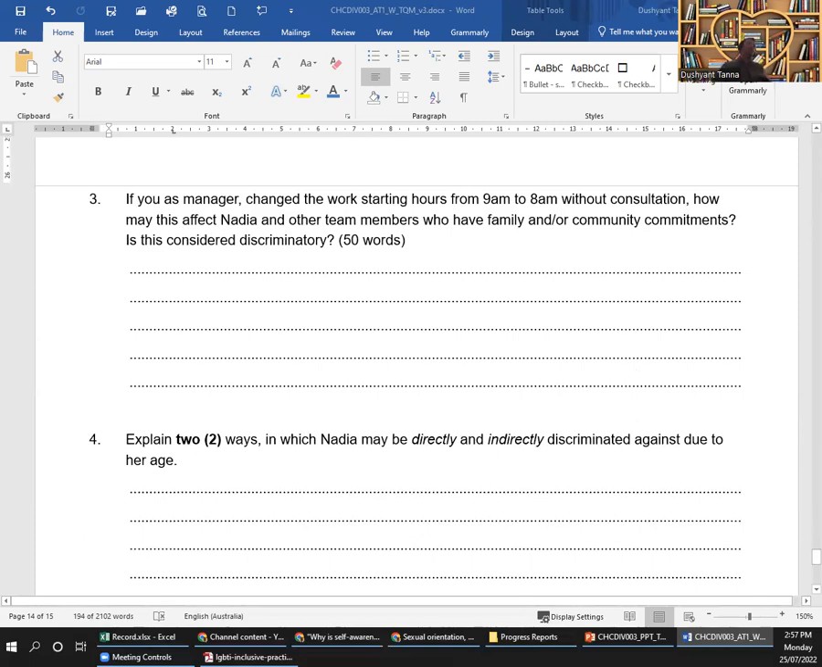If you, as a manager, change the work starting hours from 9 to 8 without consultation, how may this affect Nadia and other team members who have family and work commitments? Is this considered discriminatory? Is this a part of discrimination? What do you think? That's good. How that would affect, yes, thank you. It will be unfair to do it. But yes, very true.